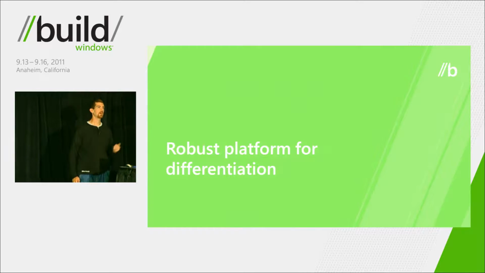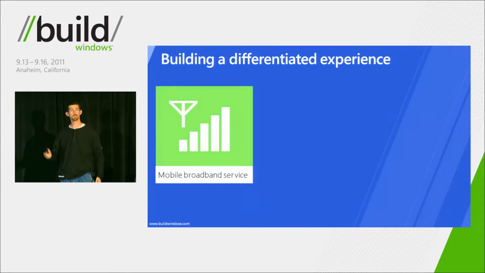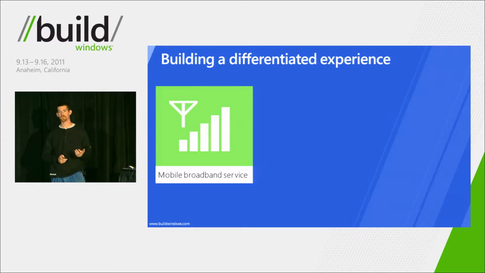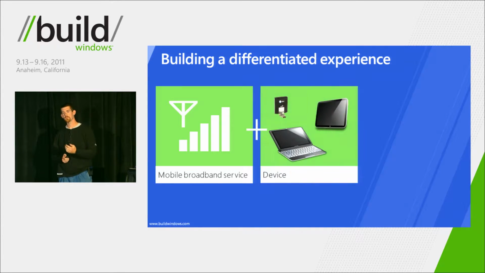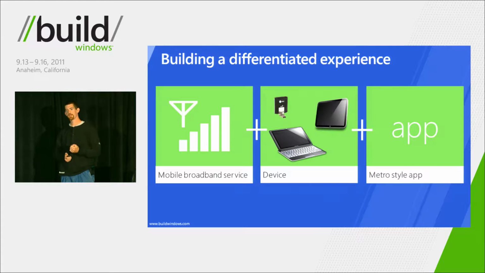So to start with the robust platform for differentiation, what does a differentiated platform look like? The differentiated experience consists of course, the mobile broadband service. That's what mobile operators already have. It's what they're great at and where they have the existing experience. But that service goes with a device. Now that device might be a dongle that is plugged into the user's personal PC. That might be a tablet or clamshell that the user purchased from the mobile operator. But either way, that device is running Windows 8, and that enables the third piece, the Metro-style mobile broadband app.